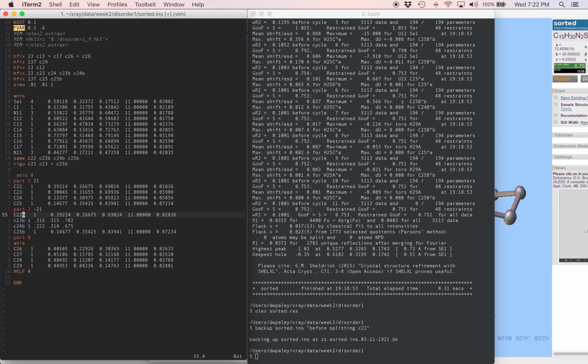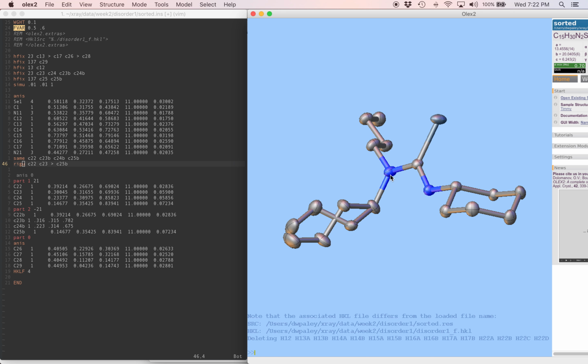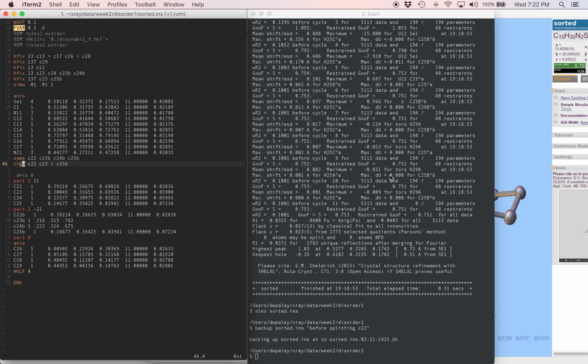We changed the model, so we should change our restraints too. The RigU instruction, now we want it to cover all the disordered atoms and the last ordered atom, which now is nitrogen 21. So I'm just going to write N21 through C25b here. The same instruction, remember, that should also cover the last ordered atom and all the disordered ones. So that means that needs to go above N21. And I'll keep the RigU alongside the same instruction just to stay organized.